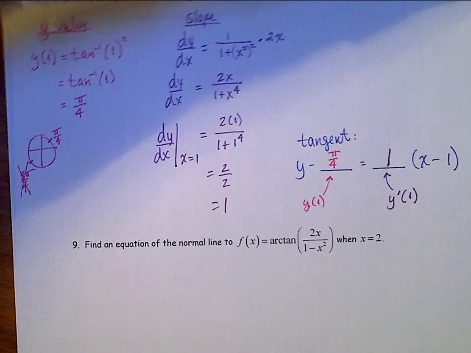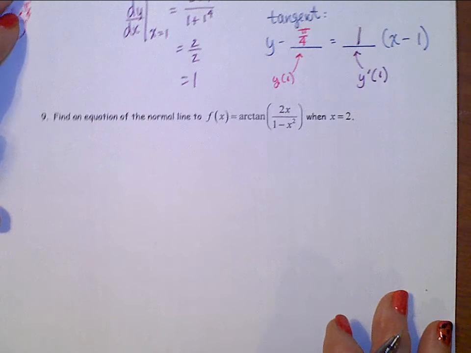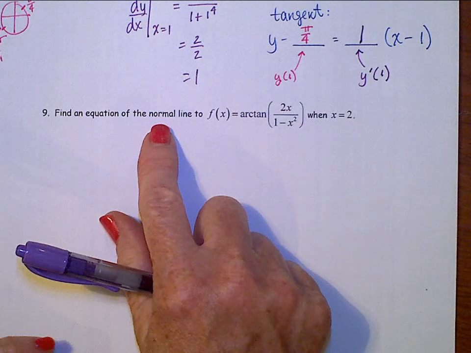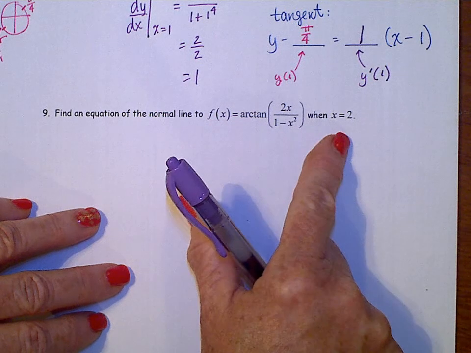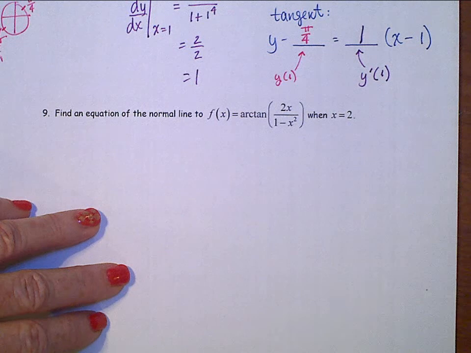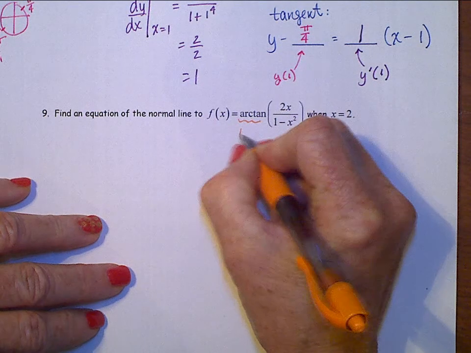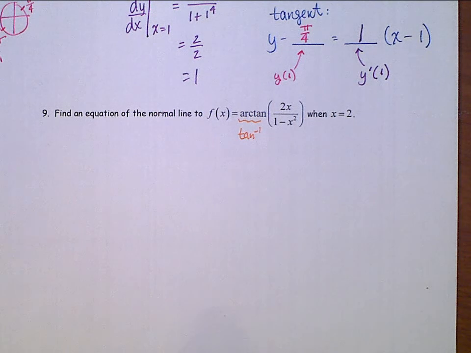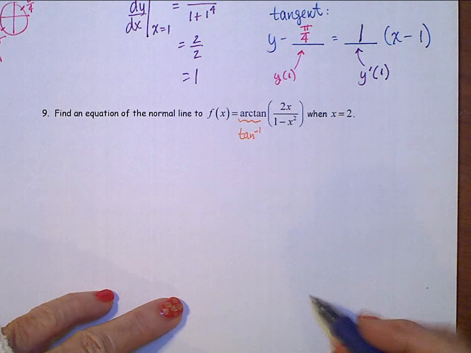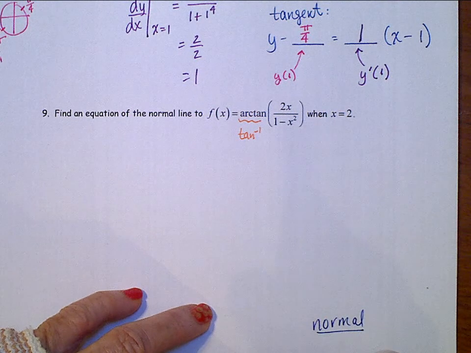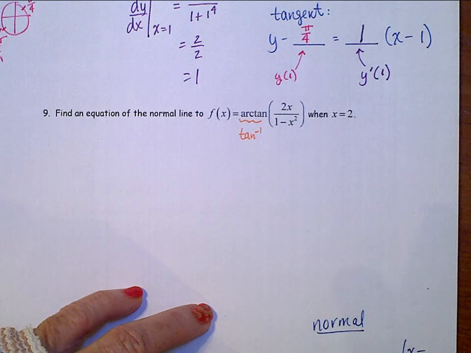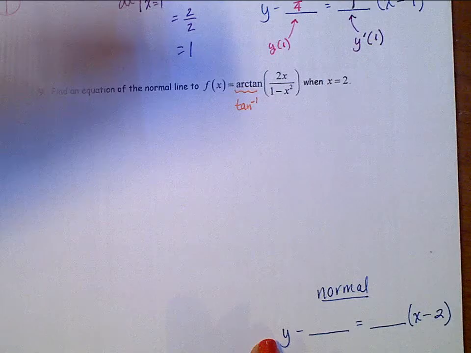Let's look at this next one. Find an equation of the normal line to f of x equals arctangent of 2x over 1 minus x squared when x is 2. All right, remember arctangent? That's other notation for inverse tangent. All right, let's come down to the side and write down the setup for our normal line. Y minus something equals slope times x minus, oh, and I told you 2. Oops, can't see it. Sorry about that.